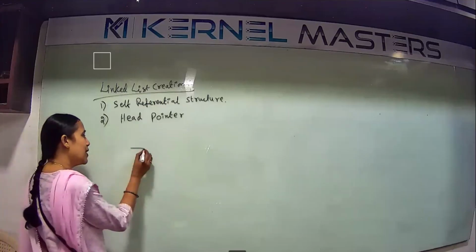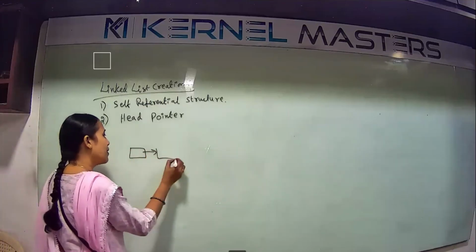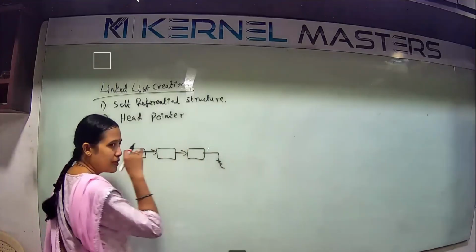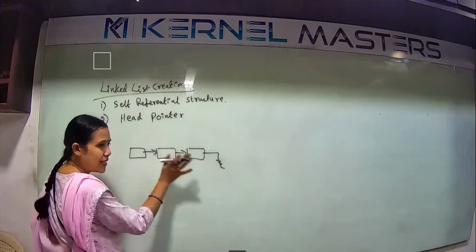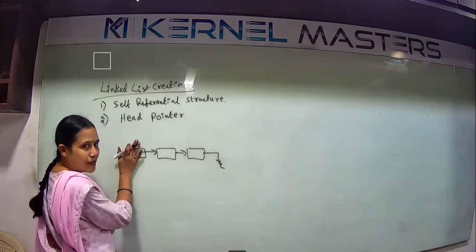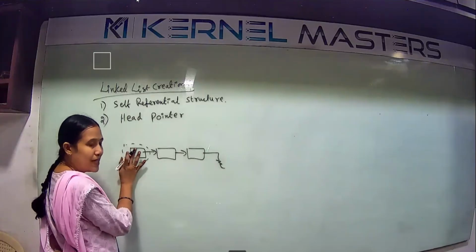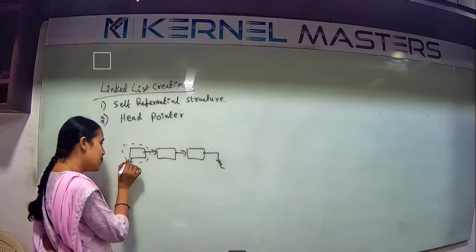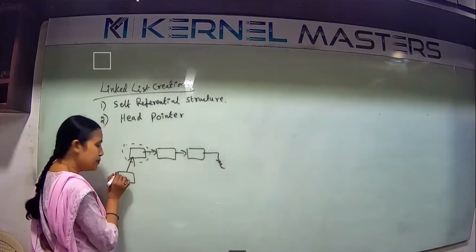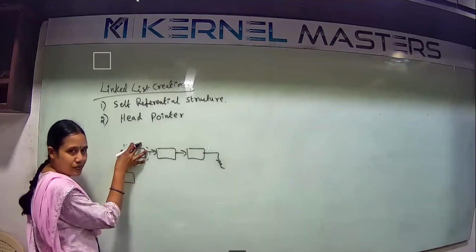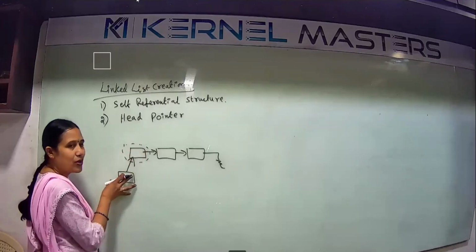Okay. So if you are creating nodes, second node, third node, you can create any number of nodes. But the main thing for this entire linked list is the head pointer. Head pointer means what? Head node address. This is the head node. But this head node address you have to store somewhere in a pointer. This is your head pointer. This is the head node. This head node address you have to store in a pointer first.